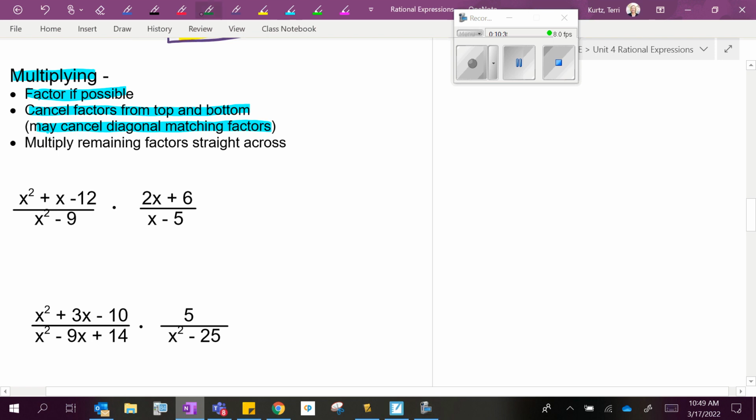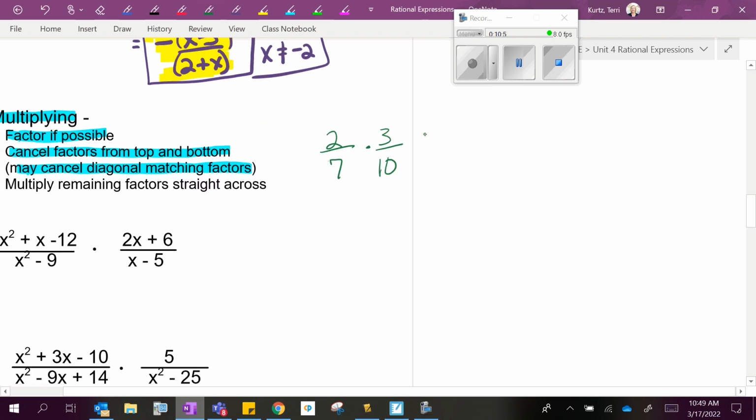So I want you to think about when we multiply fractions. If I multiplied 2 over 7 times, let's say, 3 over 10, right? I could multiply those across right away and get 6 over 70. And then I could simplify that. I could take out a 2, and I'd get 3 over 35.